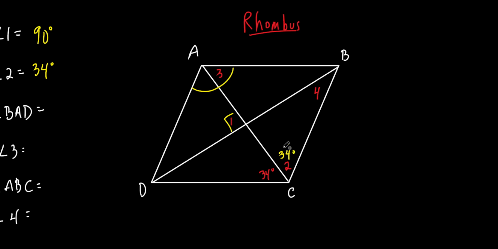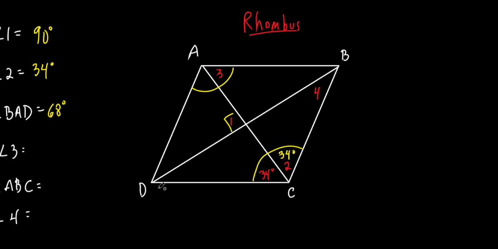So if that's 68, what's this whole big angle up here? That's also 68 because the opposite angles are equal to each other, all right? So angle BAD is also 68 degrees. You see it? 34, 34, which means that's 68. If this angle C is 68, this big angle A is 68 as well.